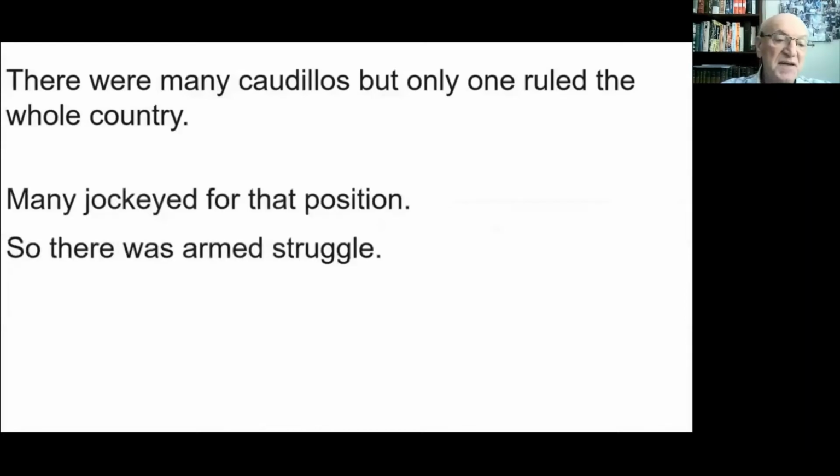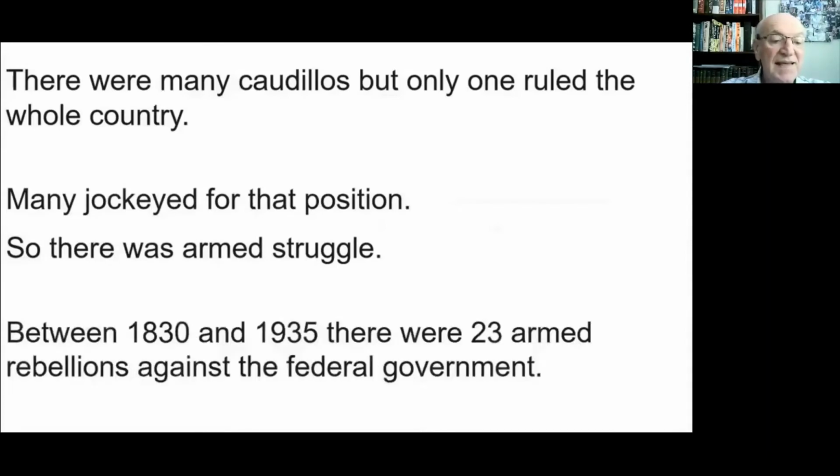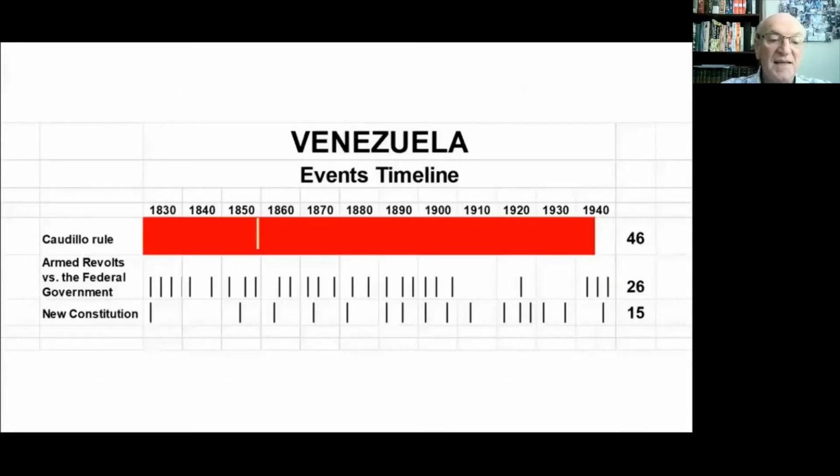The rest of them, or many of them, jockeyed for that position. And so there was armed struggle. And between 1830 and 1935, there were 23 armed rebellions against the federal government. Wow. And here is the distribution of these rebellions. If you include the 1940s, it becomes 26.